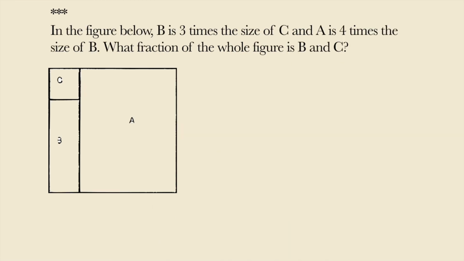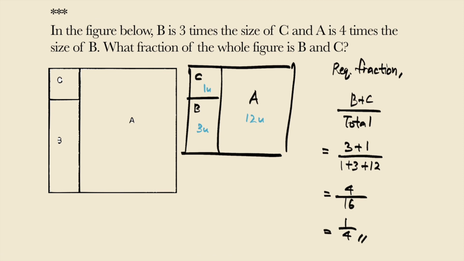In the figure below, B is 3 times the size of C. Oh, that makes sense. B is larger than C. And A is 4 times that of B. Oh, okay. All right. What fraction of the whole figure is B and C? Well, let's assign units, shall we? Let's call C 1 unit. What's 3 times of that? That's B, 3 units. And what's 4 times of this?